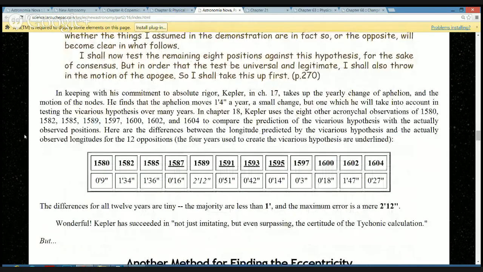Kepler made this vicarious hypothesis. He tests it out by comparing where it predicts Mars will be with where he observed it. And he uses all 12 oppositions, all 12 observations that he has. I'll show you the differences, show you what he finds here.